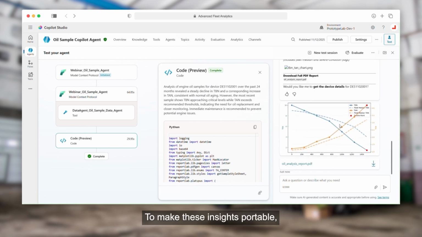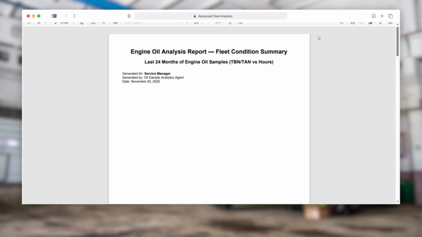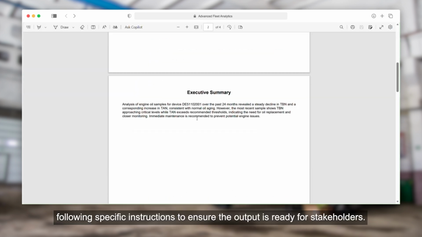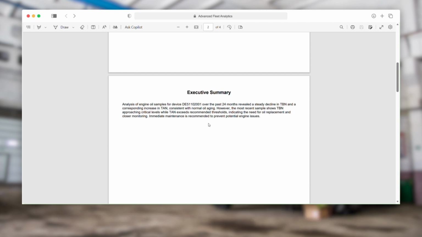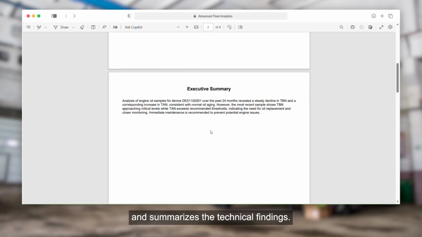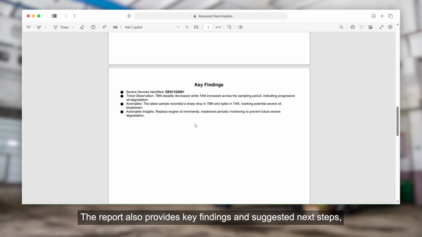To make these insights portable, we have enabled a single-click PDF generation. This produces a professionally structured executive summary, following specific instructions to ensure the output is ready for stakeholders. This document clearly identifies the at-risk device and summarizes the technical findings. The report also provides key findings and suggested next steps, such as replacing engine oil imminently to avoid catastrophic failure.